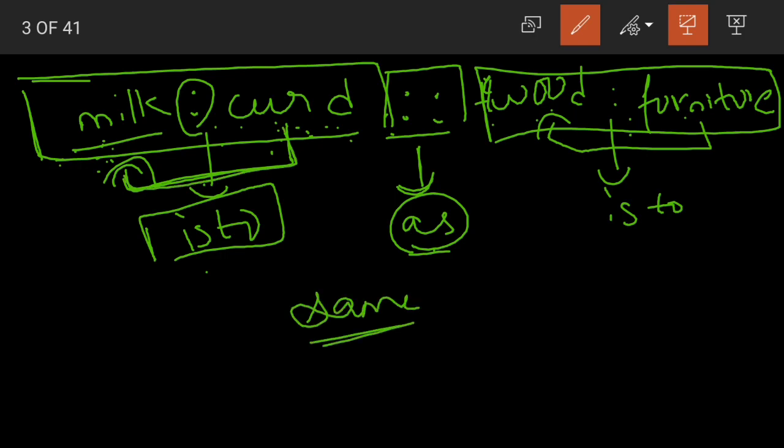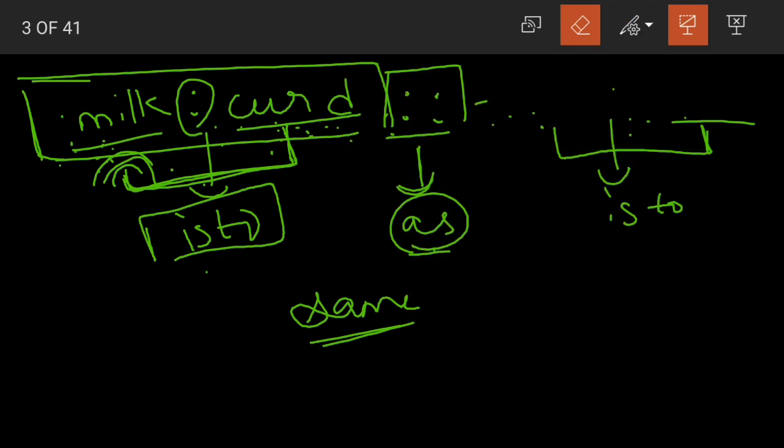Yes, understood? Both the pair of words here share the same relationship. Here curd is made from milk. In the same way furniture is made from wood. And also see children, the order of the words. First we have milk, from that we have curd, and in the same way here we have written wood first and then furniture. We have wood first and then we make furniture from it.